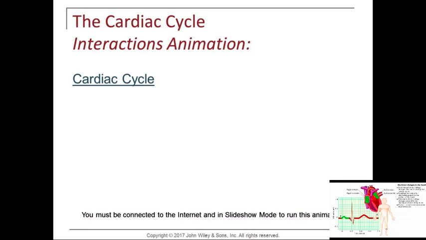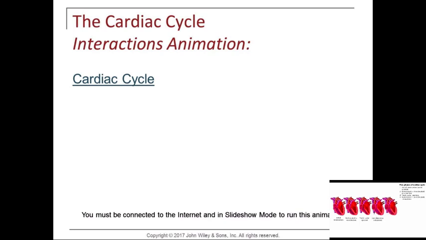The P wave indicates atrial excitation. The QRS wave indicates ventricular excitation. The T wave indicates the end of ventricular excitation. Atrial contraction, or systole, initiates the cardiac cycle. Phases that follow are isovolumetric contraction, ventricular ejection, isovolumetric relaxation, and ventricular filling.